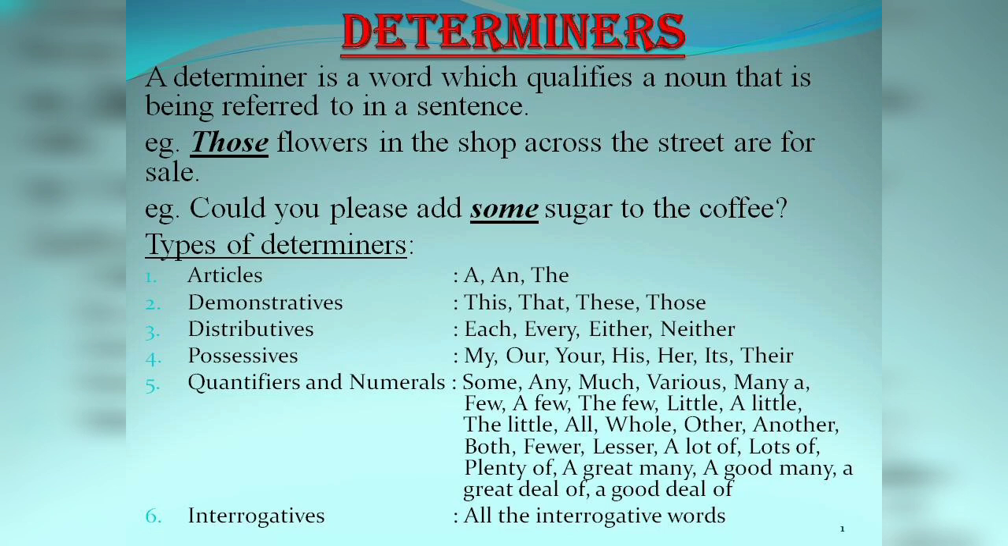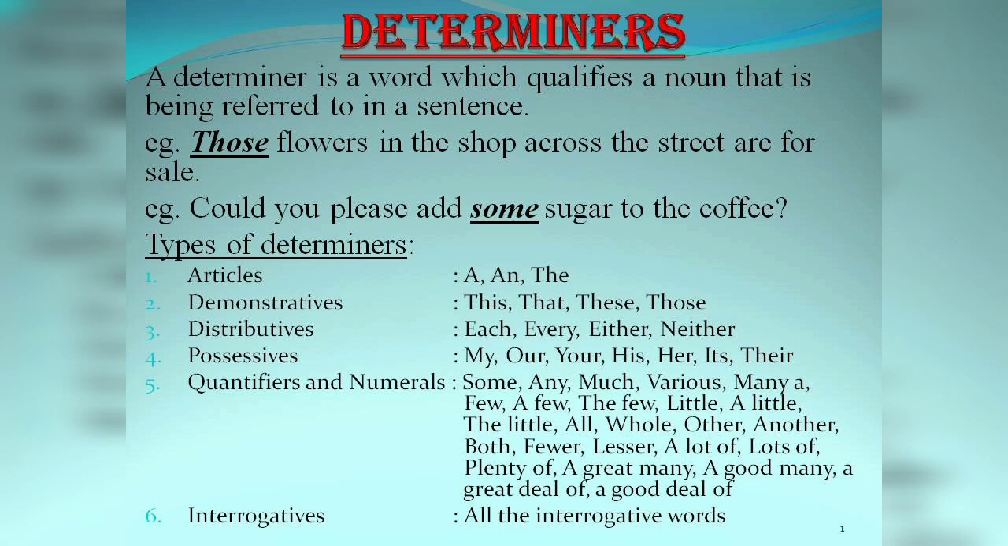Now let's discuss the types of determiners. As you can see, there are 6 categories of determiners. The first one is articles: a, an, and the. Second is demonstratives: this, that, these, those. Third is distributives: each, every, either, neither. Fourth is possessives: my, our, your, his, her, its, their.